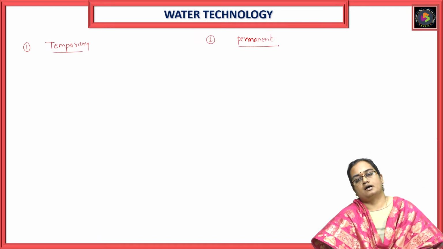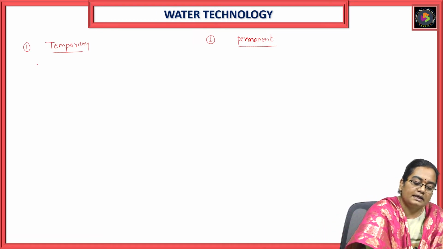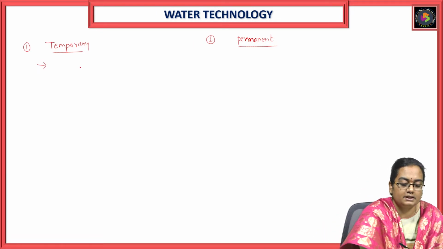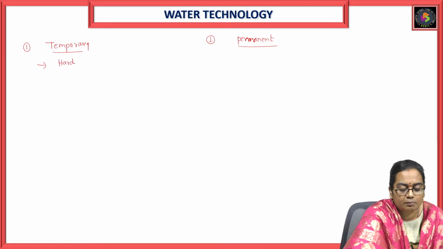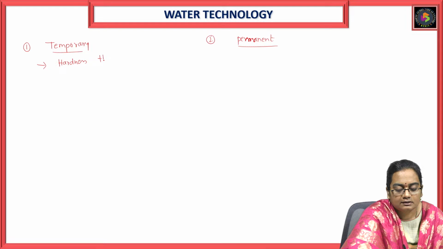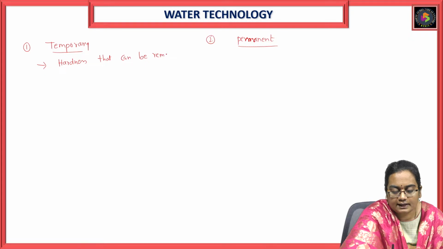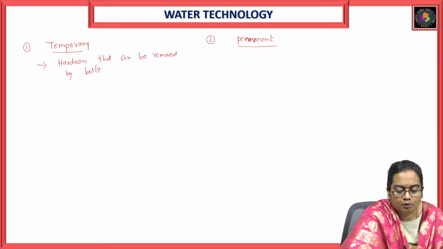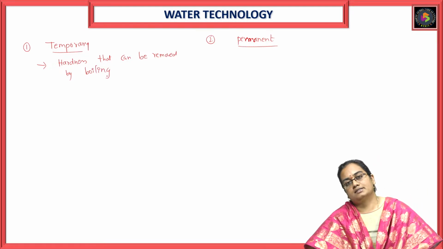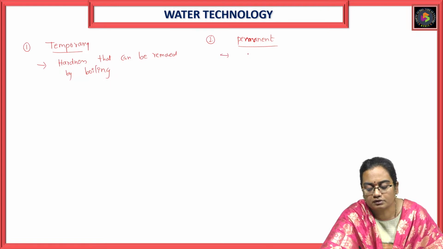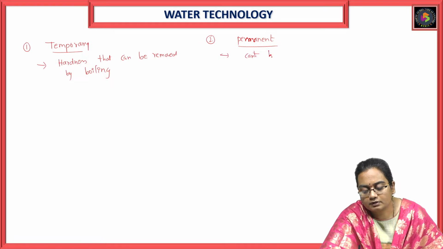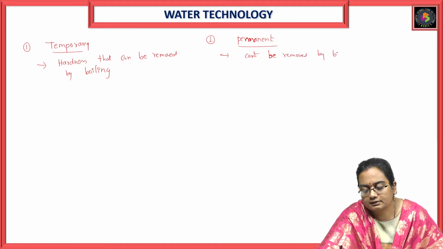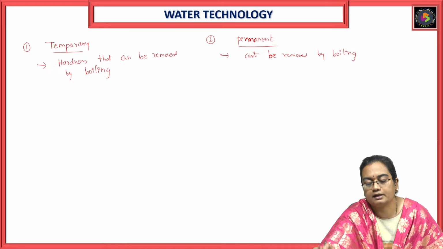What do you mean by temporary hardness? What do you mean by permanent hardness? Temporary hardness: the name itself indicates temporary. That means hardness that can be removed by boiling is known as temporary hardness. And the hardness which can't be removed by boiling is known as permanent hardness.